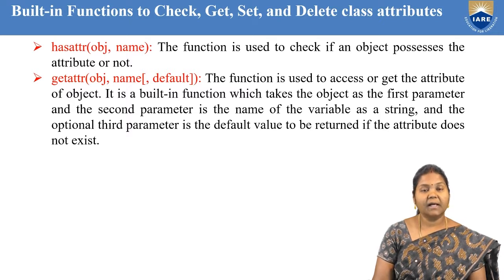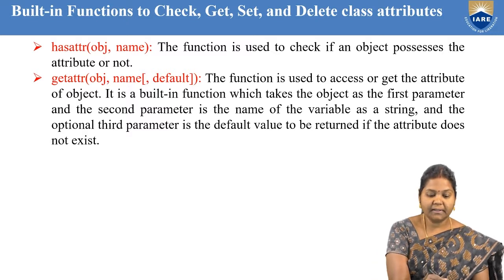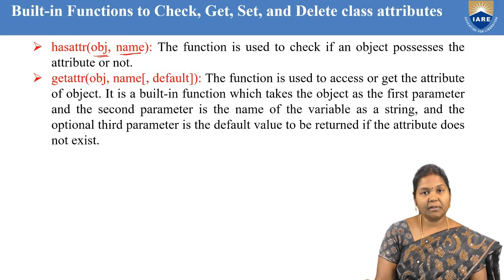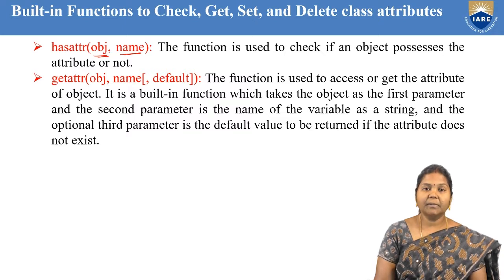Now let us start with hasattr. This particular function takes 2 arguments: the name of the object and the attribute name. This function will check whether the object possesses this attribute or not. If the attribute is available, then it will return true. Otherwise, it will return false. That's why the function name is also hasattr.